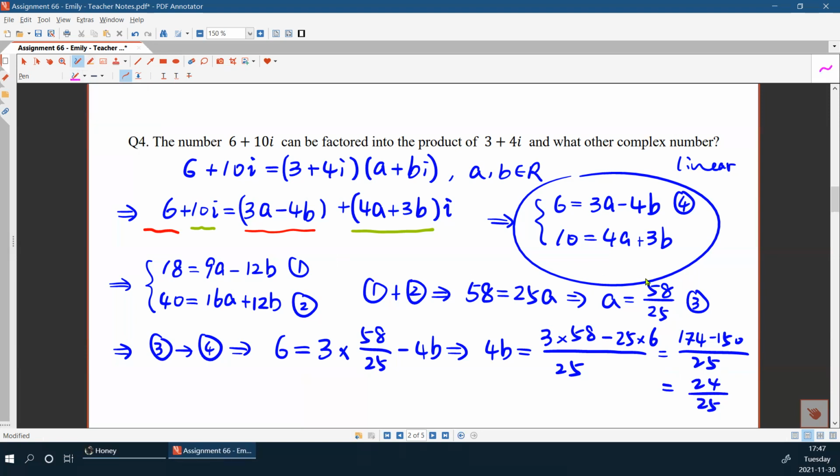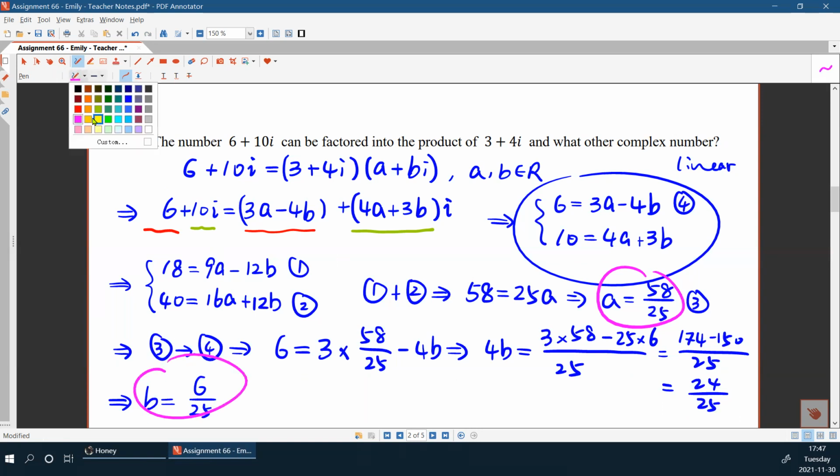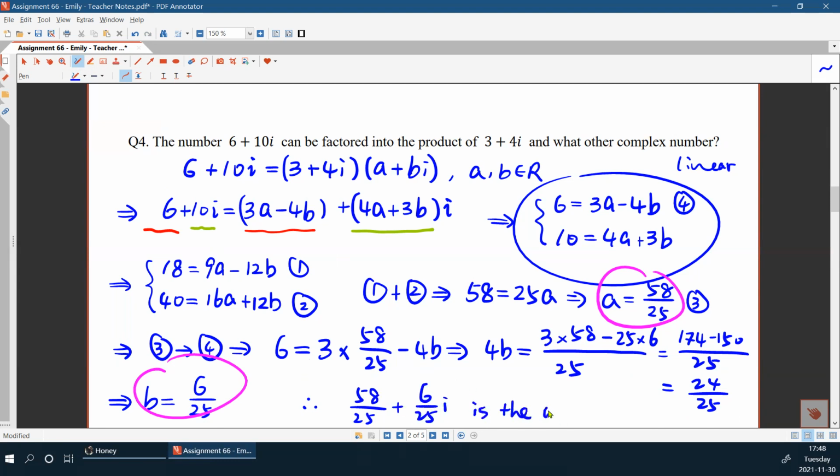Now we have our a and b. Oh, sorry, this is not b, this is 4b. So we need to go a step further. That means b is 6 over 25. This is the value of b. As long as we have a and b, the other complex number is a plus bi. So 58 over 25 plus 6 over 25 i is the other number we're looking for. Please have a look at the solution, and any questions, let me know.